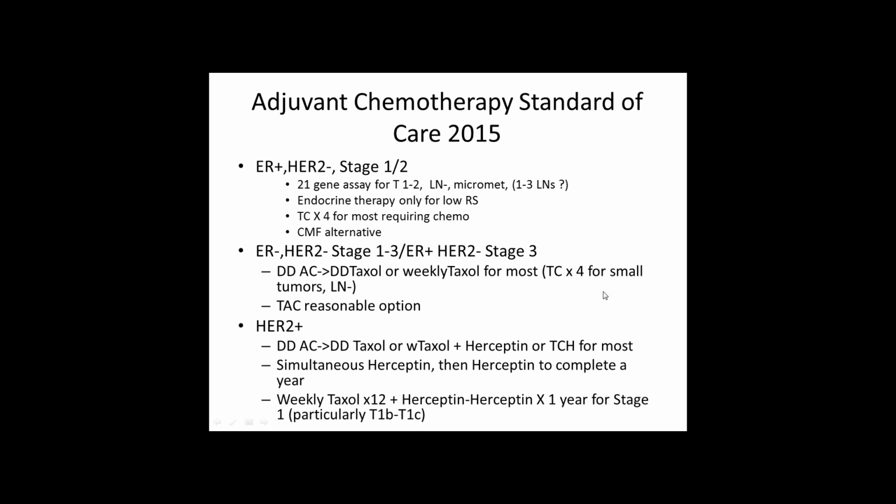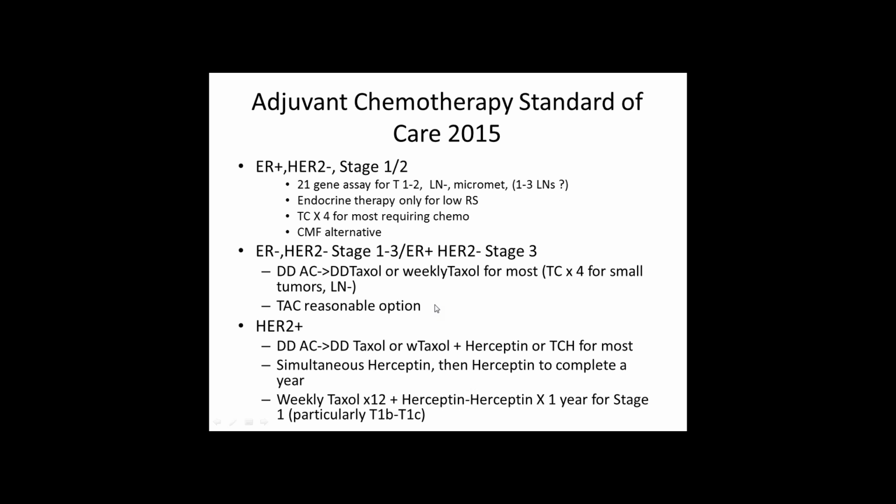For women that are triple negative and have small tumors, typically stage 1 cancers below 2 centimeters or certainly below 1 centimeter, I think TC times 4 is adequate therapy if they're lymph node negative. TAC, again, remains a reasonable option but is more toxic, and therefore we typically don't use it.